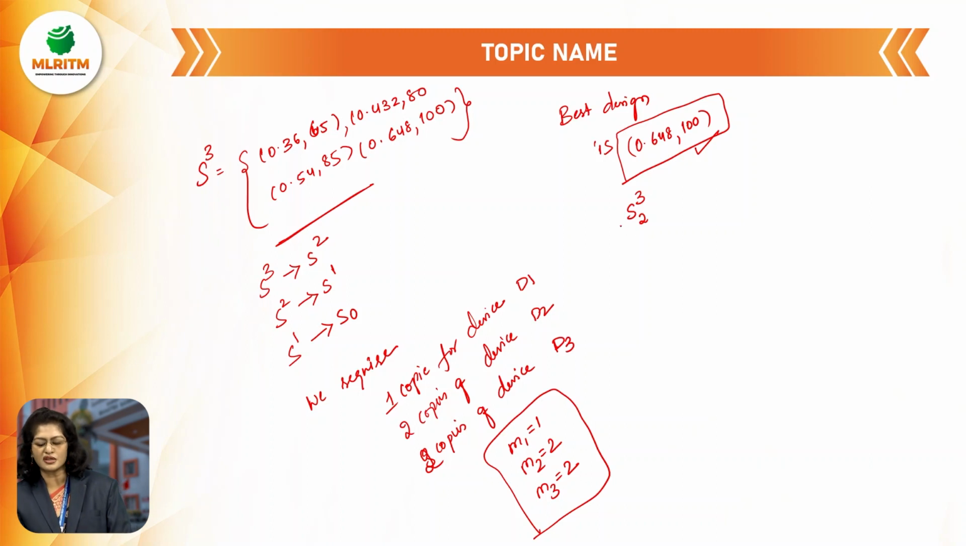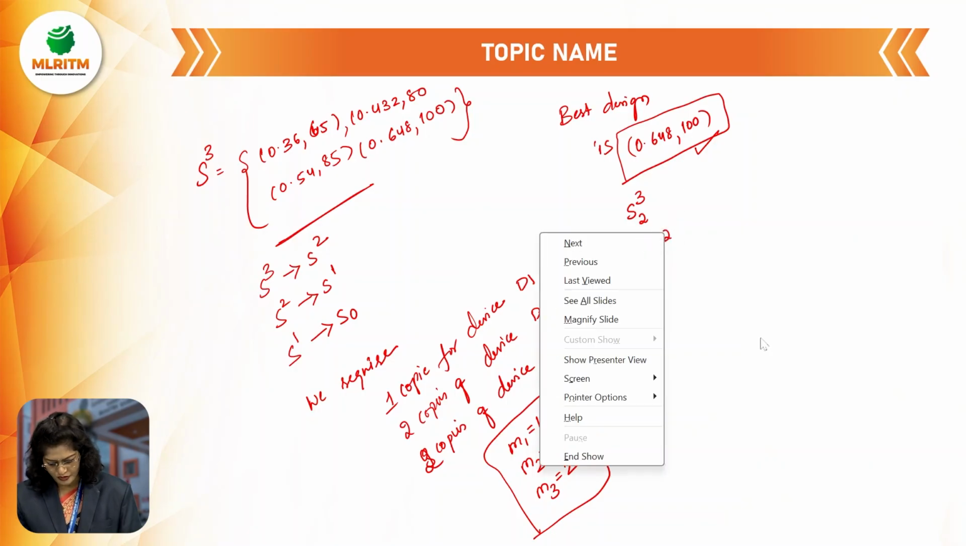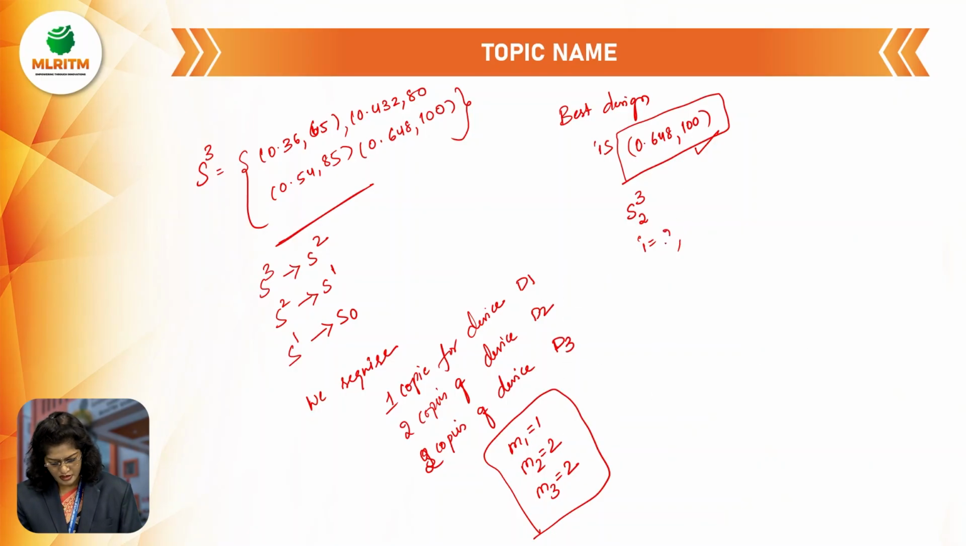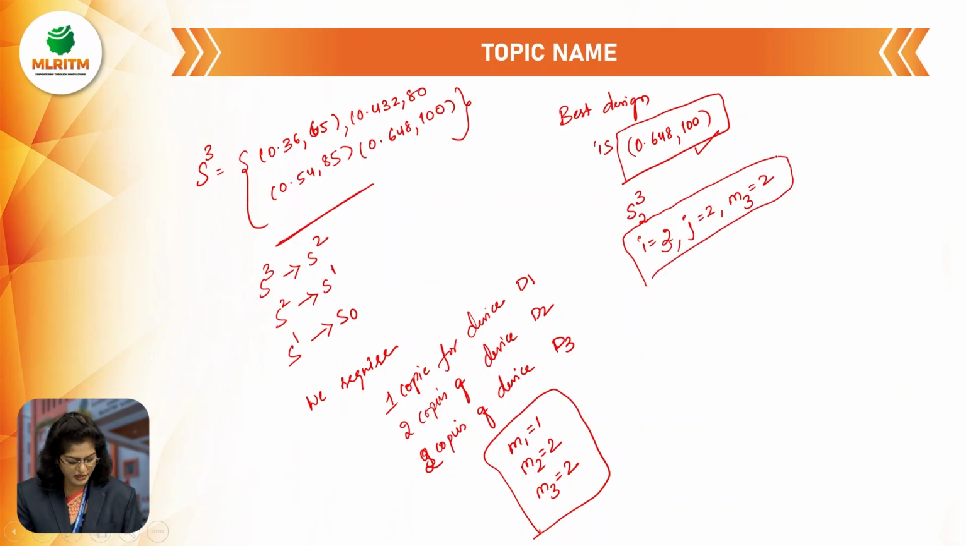It is present in S2 3. All right, where I value equals 2, I value equals 3, sorry, and J value equals 2 and M3 value equals 2. So that's why the copies that we have taken is what? 2. All right, S3 value, and 0.648 can be obtained from this value.